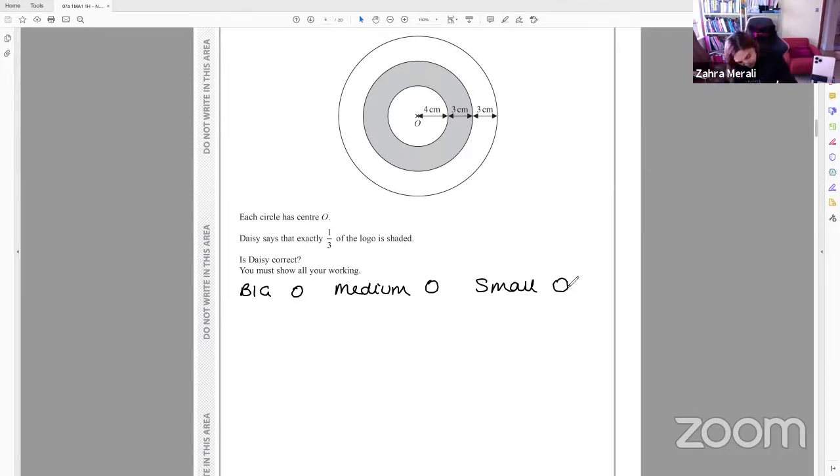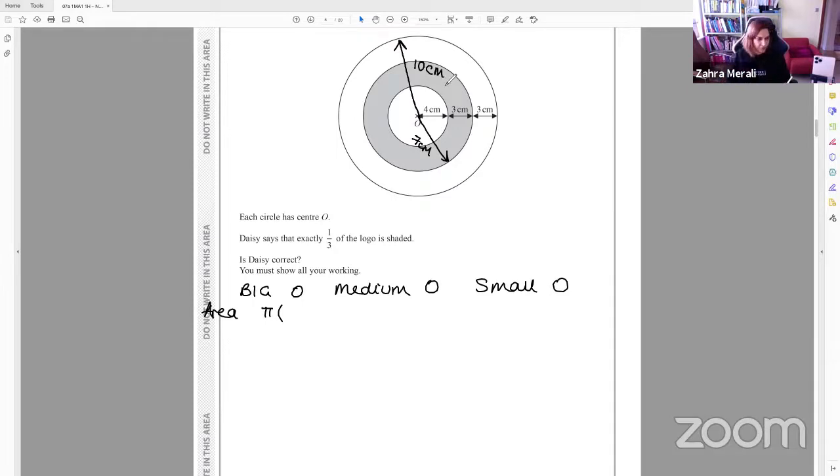So the area for the big circle is pi times, and let's think what our radius is. The small circle radius is 4. The medium circle is 4 plus 3, so my medium circle is 7. And my big circle is going to be 4 plus 3 plus 3, so your big circle is going to be 10.